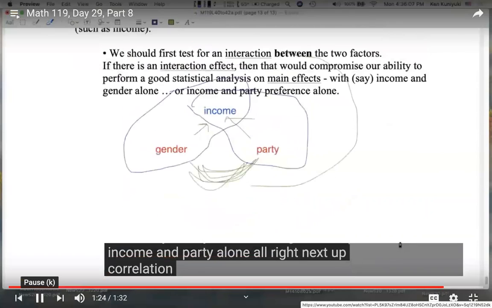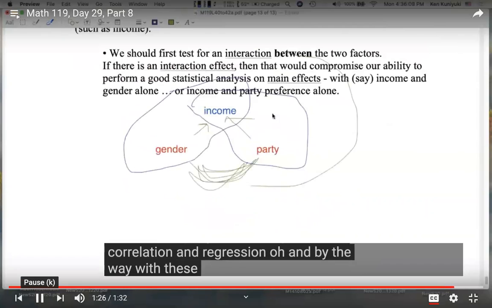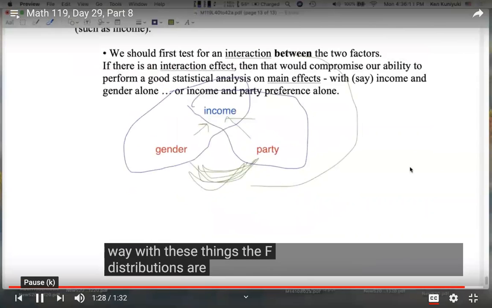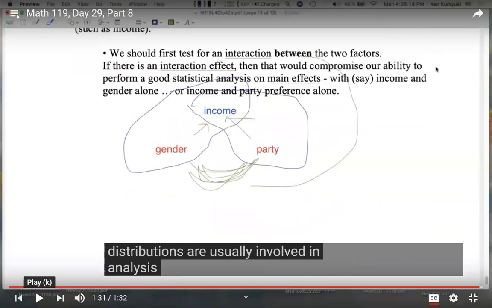All right, next up, correlation and regression. By the way, with these things, the F distributions are usually involved in analysis. So maybe tonight I'll email out a link to at least one pretty good video on ANOVA. I looked at several ANOVA videos last week. I think there's a best one that I'd like you to look at at some point, and then there are others that are a bit more technical. The best one does give you a good overall summary of the F distribution and ANOVA. But that's all optional.